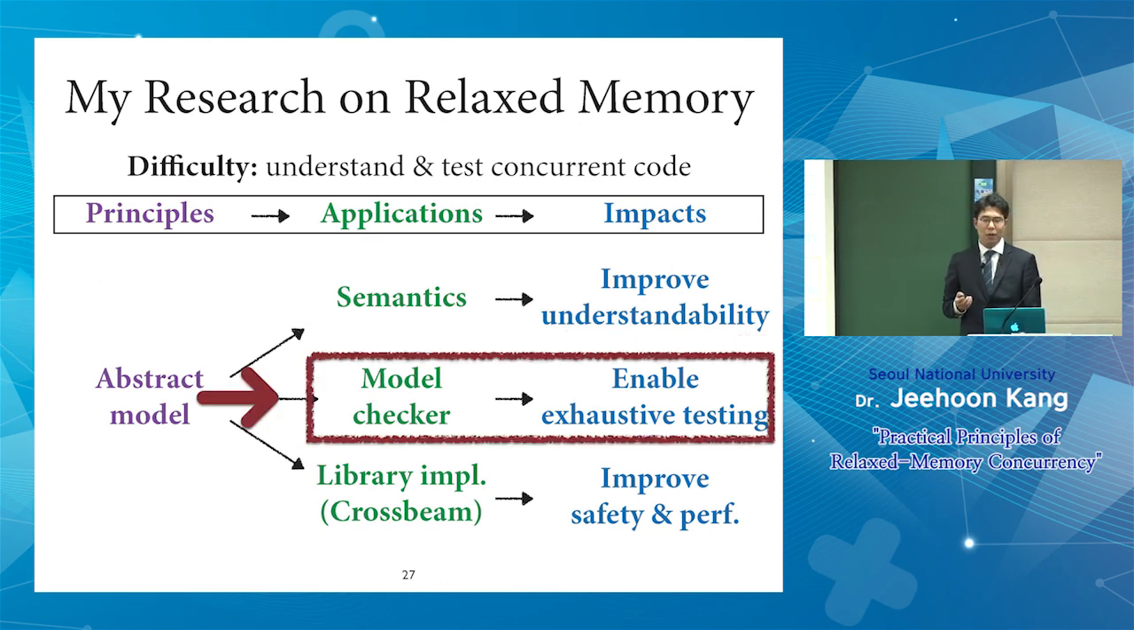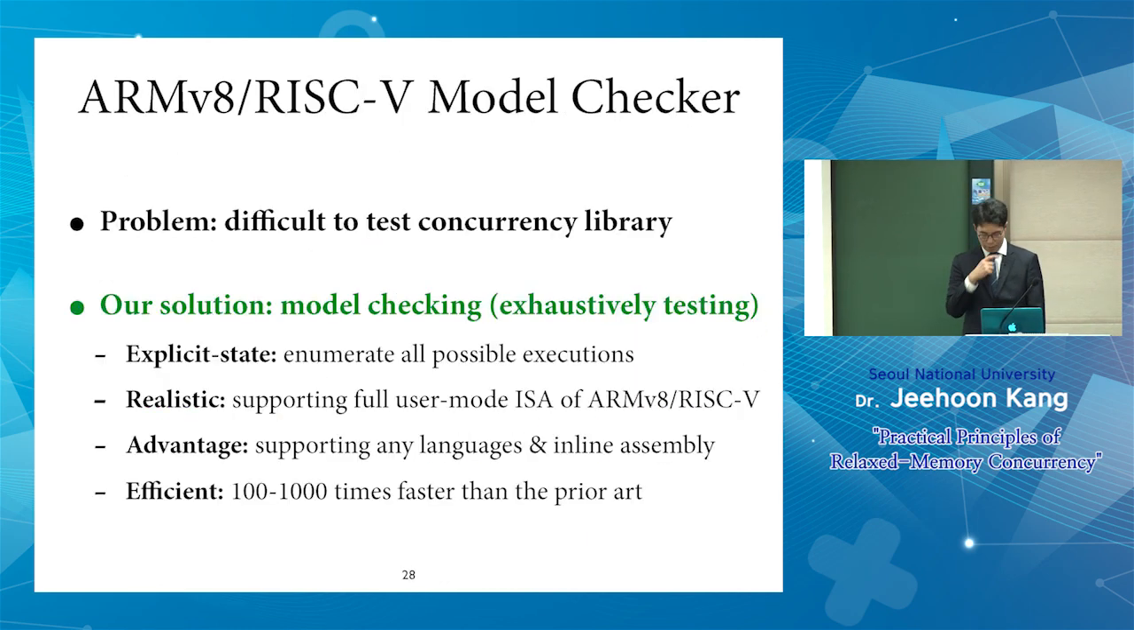That was on our semantics. I'll move on to the model checker. We developed a model checker for ARM and RISC-V concurrency code. The problem we see is that it is very difficult to test concurrency code. So our solution is building a model checker that exhaustively enumerates the possible executions and investigates whether the executions satisfy the specification or not.